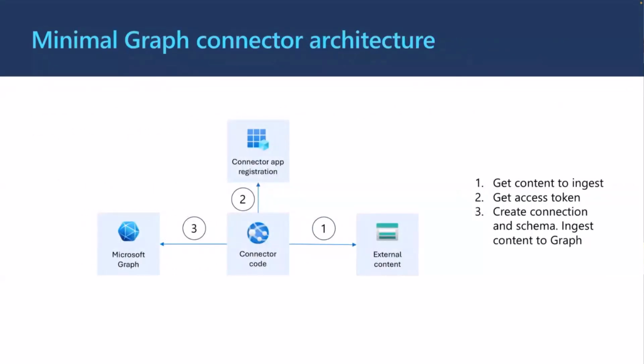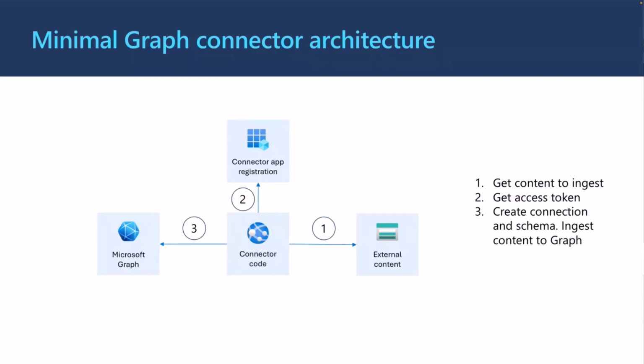A high-level overview is exactly that. There are connectors that are available out of the box. You just get to use them, set them up, and they work. But if you have a need, if you need to connect to a system that isn't available out of the box, you can build your own.